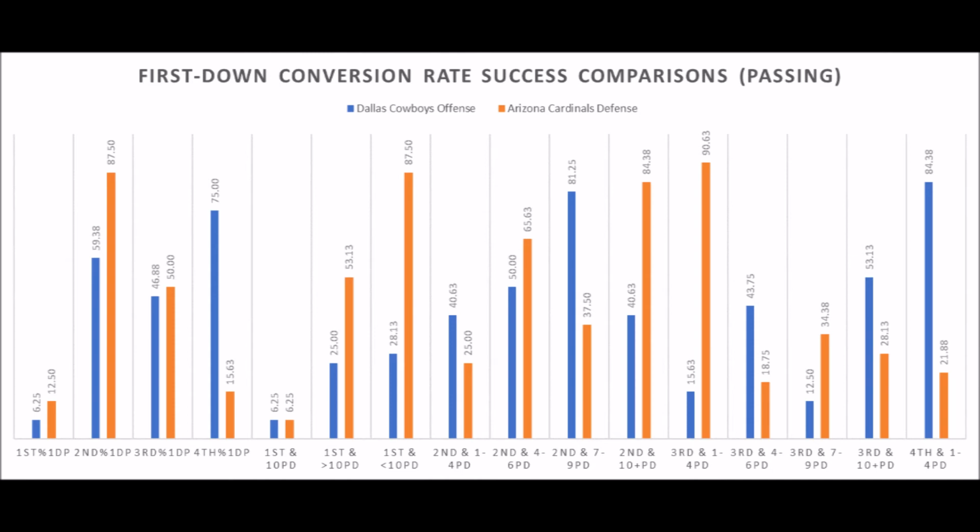This doesn't mean the Cardinals are going to blow them out per se. In terms of not blow them out, but just perform really well against the pass, because it's very slight advantages for the Cardinals in terms of first down and third down situations. But it is something where the Cowboys just have to improve.